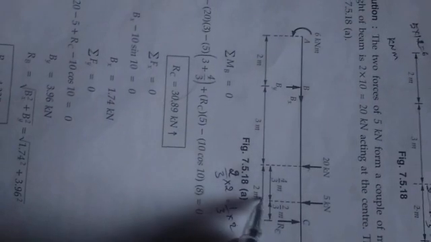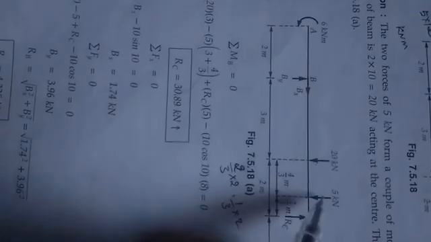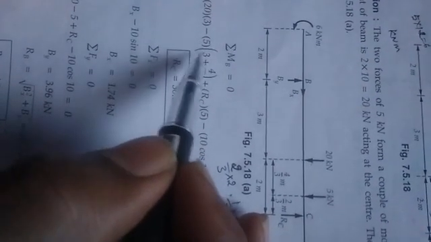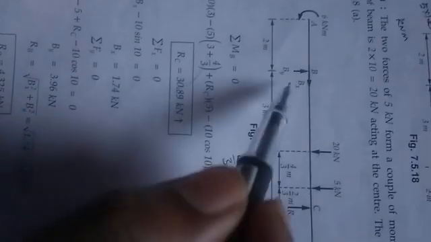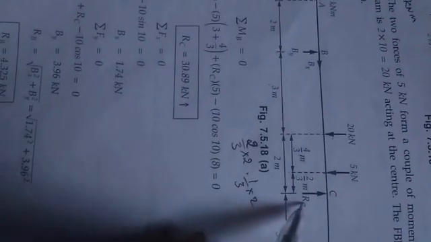Only you will come to this point. This distance is 4 by 3, so 3 plus 4 by 3 is the distance. The force is 5 kilonewton, and moment is force into distance, that is 5 into 3 plus 4 by 3, because we are finding the moment here. Next, RC into the total distance: 2 meter, so 3 plus 2, that is 5, RC into 5.